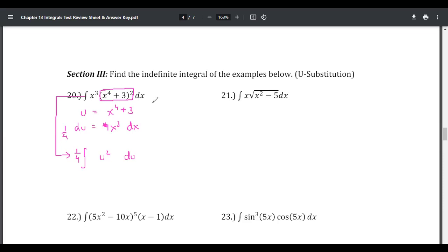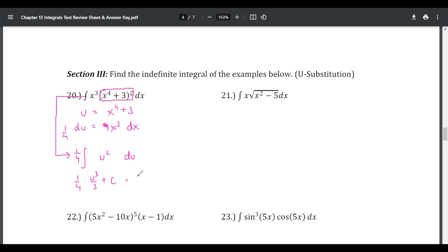There we go. 1/4. Okay, so then you do the integral of u squared, so then it's 1/4 times u cubed over 3. Don't forget the plus c. Right, and then plus c, yes.